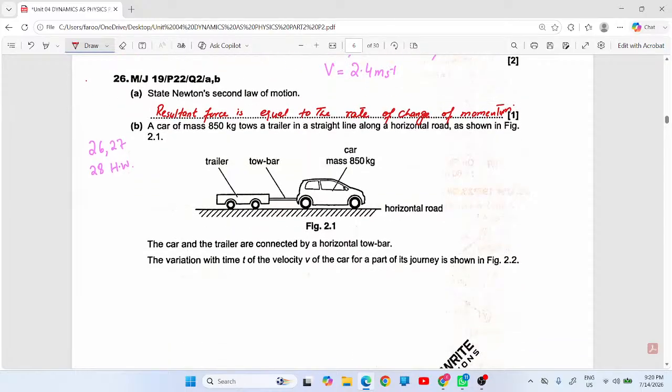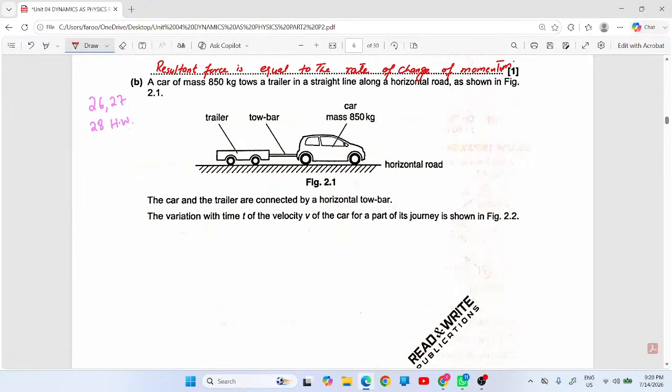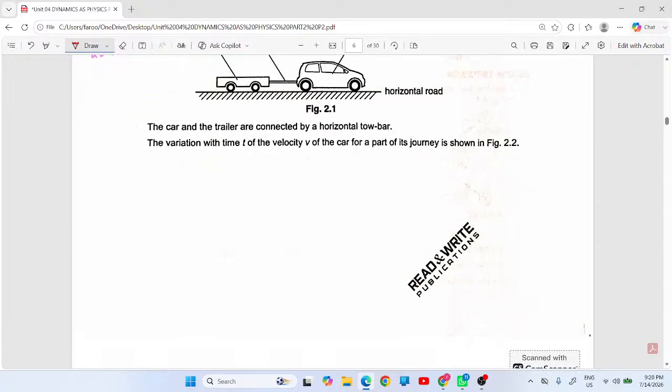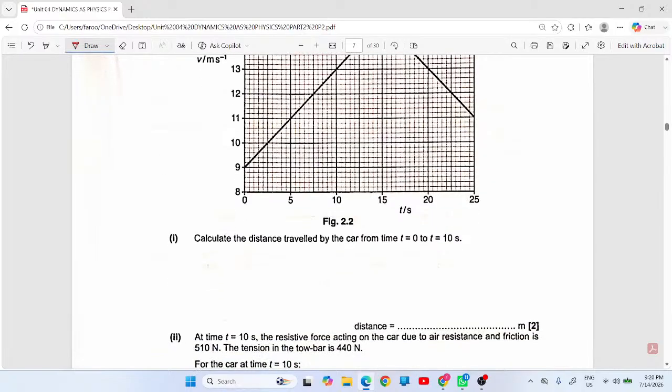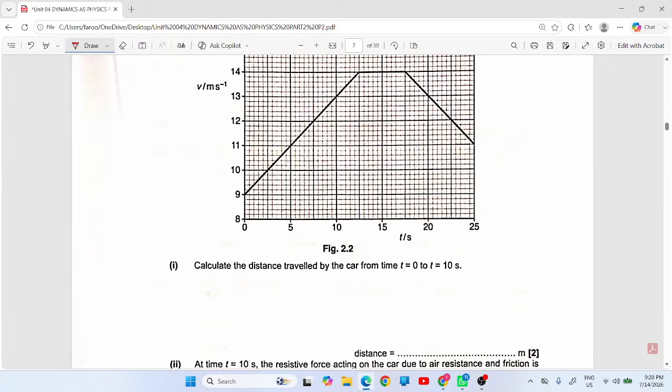question number B part. A car of mass 850 kg tows a trailer in a straight line along a horizontal road as shown in the figure. The car and the trailer are connected by a horizontal tow bar. The variation of velocity v of the car for a part of its journey is shown. Next, this is a velocity time graph for the car. Calculate the distance traveled by the car from 0 to 10.